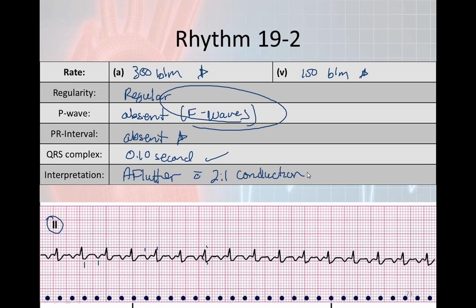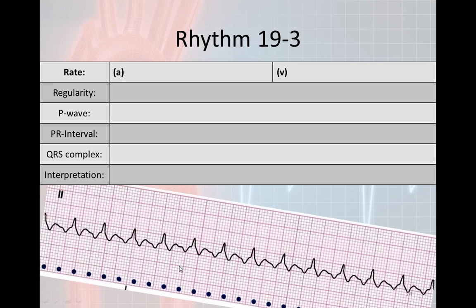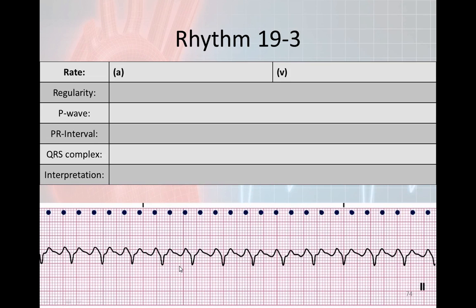So we can say it's an atrial flutter with a 2-to-1 conduction. Next one here is atrial rate. It's kind of tough to tell here, but these might look like flutter waves. So what you can do is flip it upside down. Does that look like a sawtooth pattern? It sure does. It definitely looks like a sawtooth pattern right now.